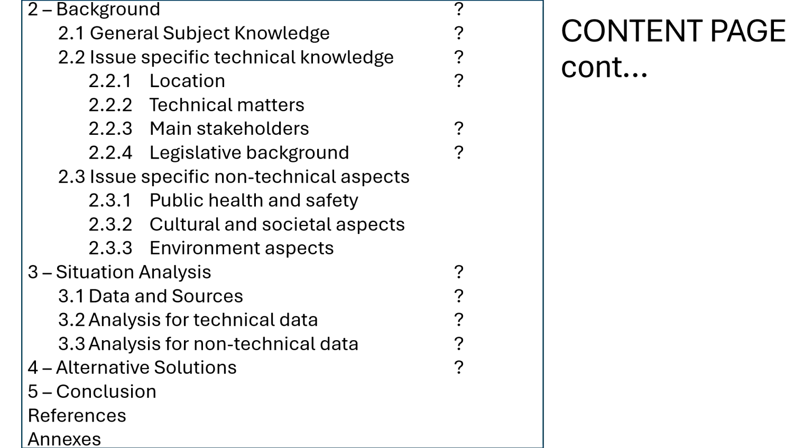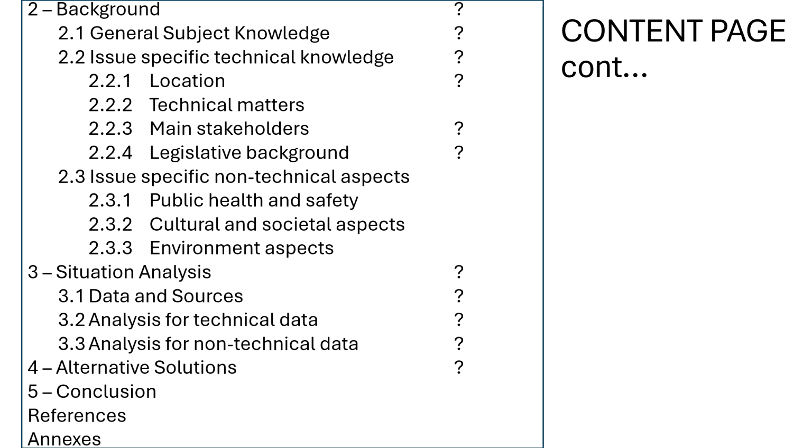So after the background, now you should go and see what is the real situation of this problem. For that, you need to collect data and you have to write a subchapter on data and the sources from where you have got data. And 3.2, what are the methods you have used to analyze this? There can be two types of data, technical data and non-technical data. So what are the data, and then what are the methods you have selected to analyze them.